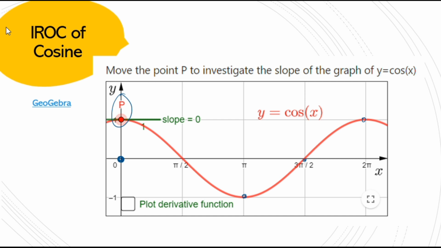When I get to 90 degrees, it's a slope of negative 1 because the function is decreasing. There we go. Over to pi, I'm at a minimum. The slope is 0. At 270, the slope is 1. And once again, finishing off at 2 pi, the slope is 0. Let's trace what we've made for our derivative.